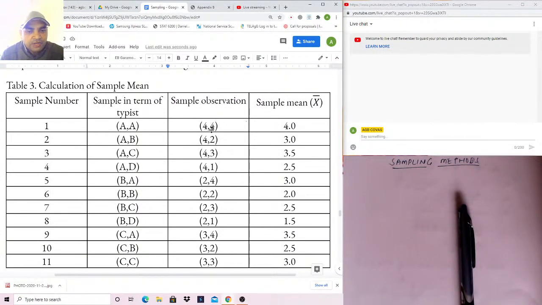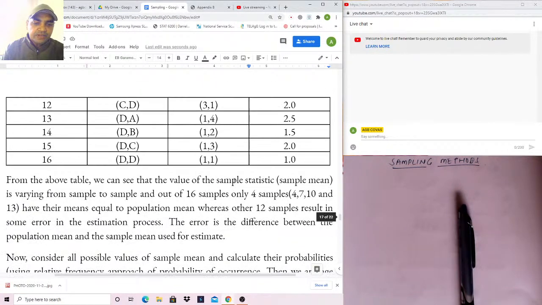So typist A has made four mistakes here, 4 and 2, 4 and 3, 4 and 1, like this. So the average of this will be 4, this will be 3, this will be 3.5, this will be 2.5, 3, 2, 2.5, like this. Okay. So when you select at random two typists from these four typists, these will be the sample means you will be observing in your data, right?